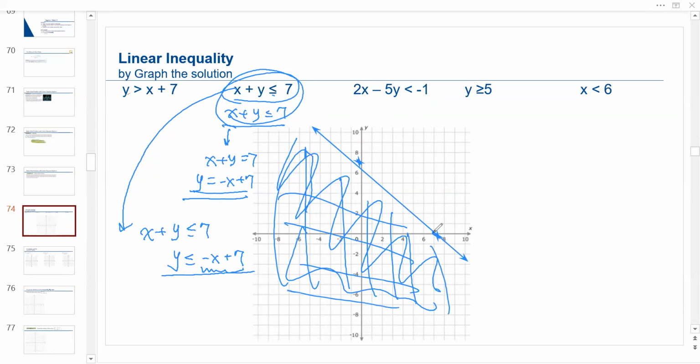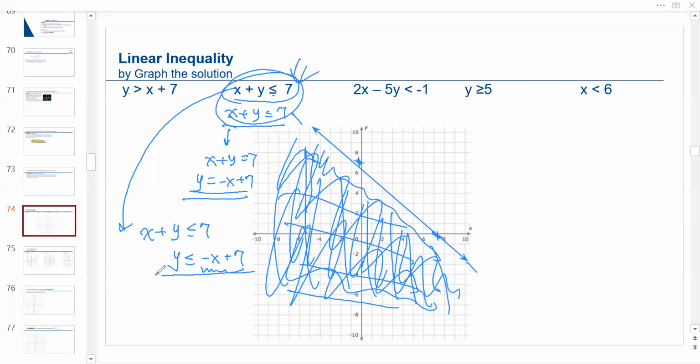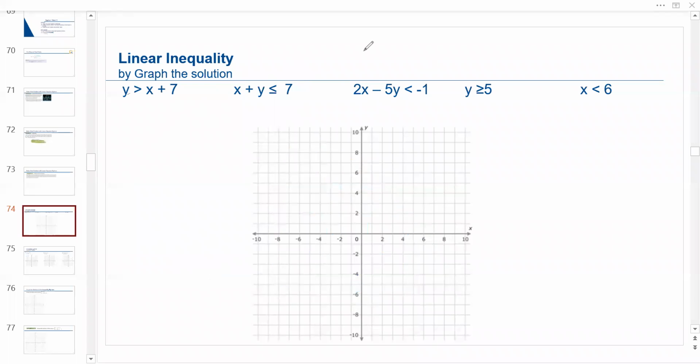They're including this edge line, so we use the solid line, right? So the description of this one is like this: including this borderline and the bottom part area. Any dot in this area meets this situation, right?